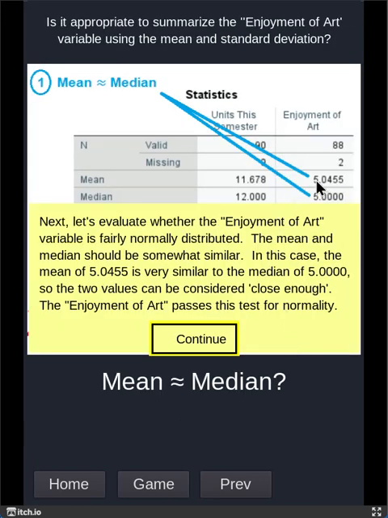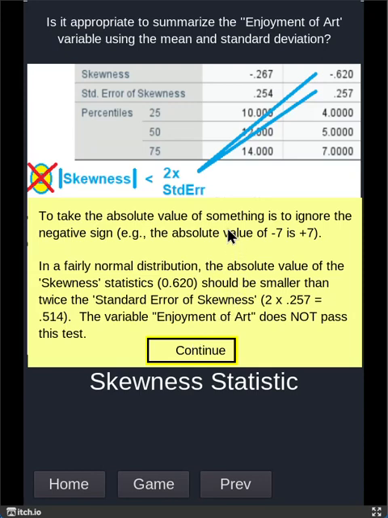Okay, what about enjoyment of art? Right. So again, we're going to compare the mean and the median. And look, the mean is 5.0455 and the median is 5.0000. They're pretty close, so it would pass this. Okay, what about the skewness? You'll notice that the skewness is a negative 0.620, so that implies a negative skew, right? But is it significant? Again, when I say significant, I mean unlikely to be due to chance, and we'll jump into that more later in this semester.